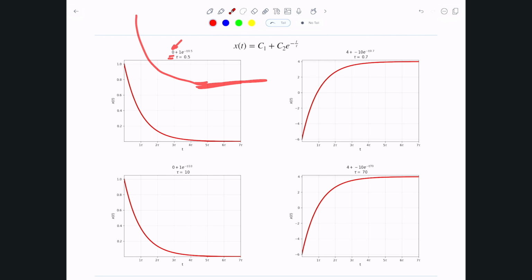Basically, I'm at the 0 state in here, and initially it was at 1. That's what you see in here: it was initially at 1 volt and it went down all the way to 0. The speed at which it went is actually tau. The time constant is 0.5, and you'll see it's an exponential decay.